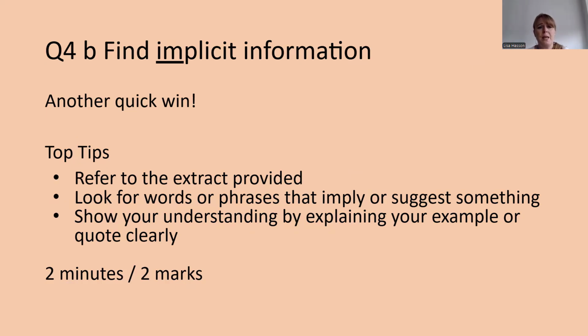Question 4B is where you find more explicit information. This time you have an extract provided, and you are going to be looking for words and phrases that imply or suggest something. It's not going to be quite so obvious, so you have to be able to read between the lines a little bit more and show that you understand the connotations or the suggested meaning. You might need to have an explanation to go with your example or your quote to make sure it's really clear what you're saying, but again, you need to do this in a very simplified, quick time. So simply something like implies or suggests, and then explain what it is.